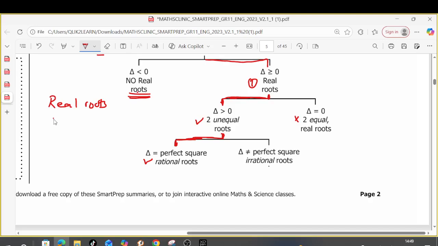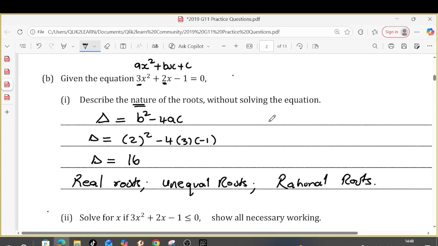That's why we got our answer as real roots, then unequal roots. I just want to show you why tutoring is important. Some of these things they don't show you at school. Rational roots. You see? So now, this is the end. But let's assume, what will happen if the discriminant was not a perfect square? For the nature of the roots, instead of rational, it was going to be irrational. I hope you guys see this.